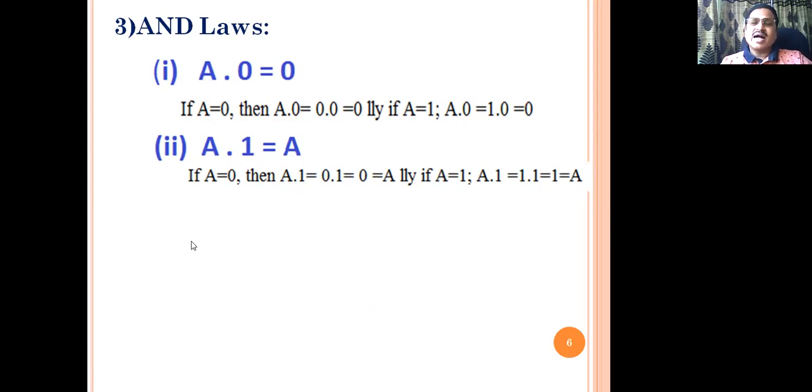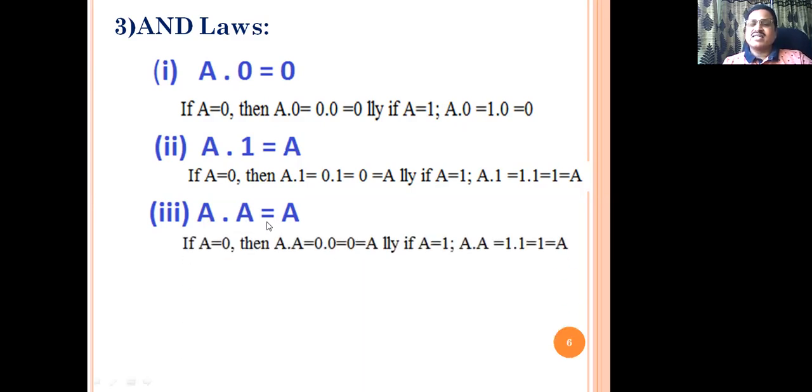Then the third law regarding AND operation: ANDing of a number with itself equals A. It is not A into A, as it could then be A square. Here the dot means AND operation. You must read it as A and A equals A.